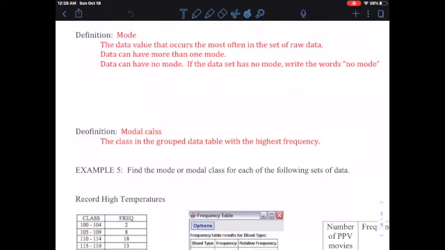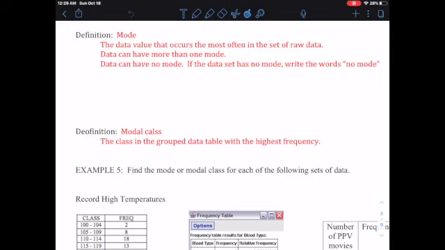The next center we're going to talk about is mode. The definition for mode is the data value that occurs the most often in the set of raw data. Data can have more than one mode. Data can have no mode. If the data set has no mode, please write the words no mode. And one other term you want to keep in mind is modal class. That's the second definition. The modal class means the class in the grouped data table with the highest frequency.